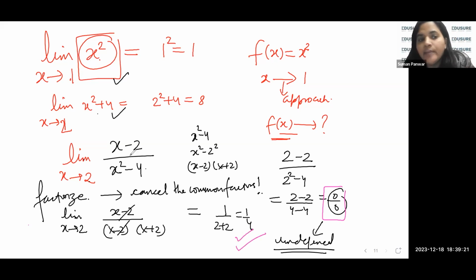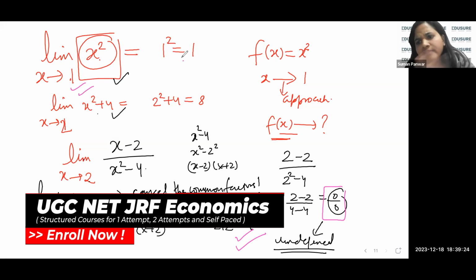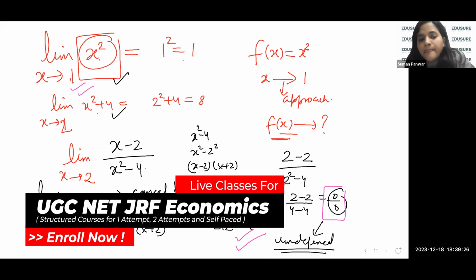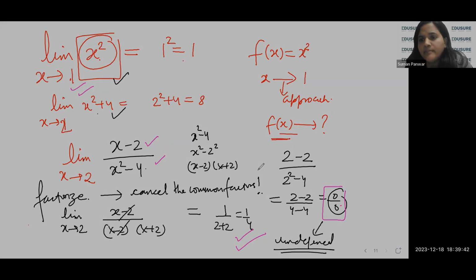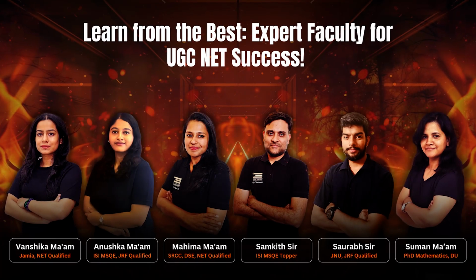First way, directly input the value. If it is defined, that is your limit. Second way, if we can find out common factors, अगर 0 by 0 form आ रही है, generally common factorization will work. Okay, then take out the common factor, cancel it, और बाद में x की value रखिए, whatever the answer is, that is it.